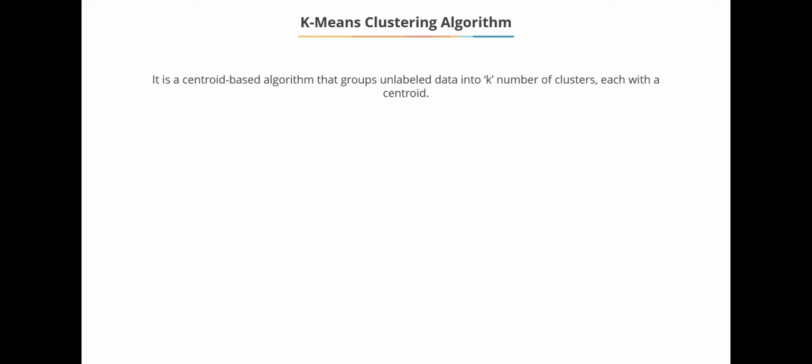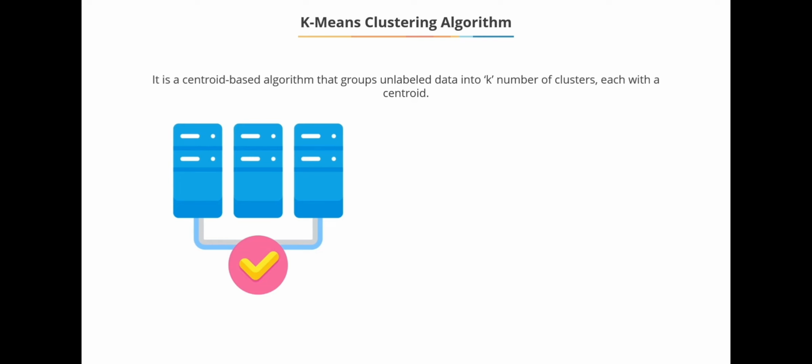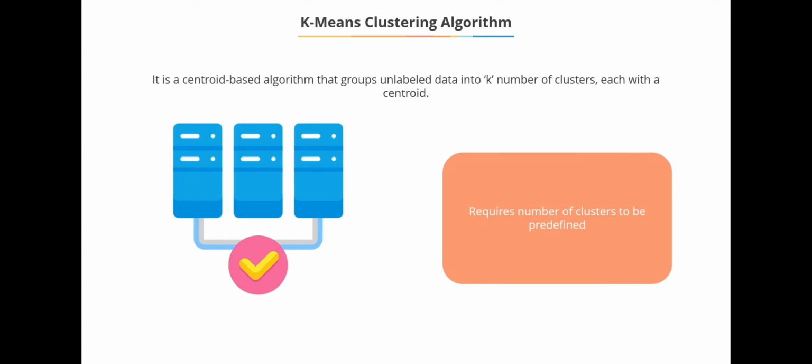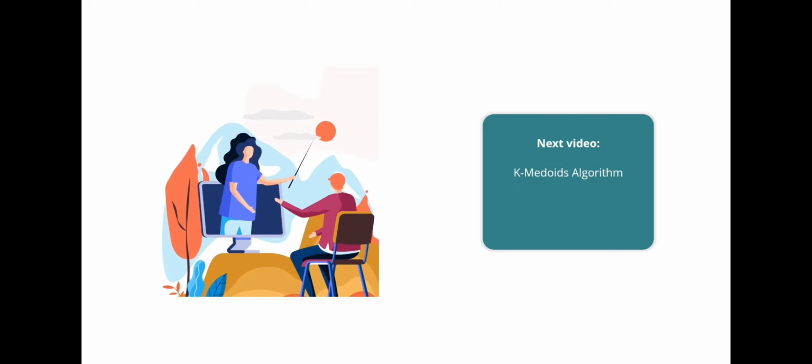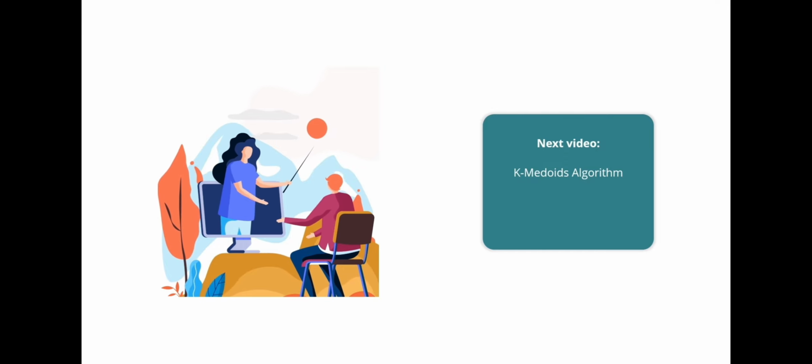To summarize, the K-means clustering algorithm is a centroid-based algorithm that groups unlabeled data into K number of clusters, each with one centroid. It requires the number of clusters to be predefined. In the next video, we shall discuss the K-medoids algorithm, which is very similar to the K-means clustering algorithm.